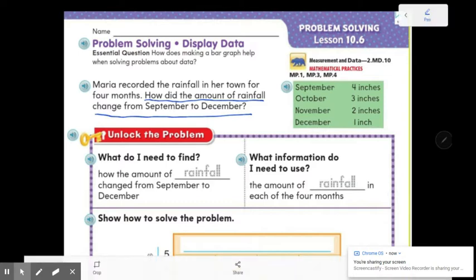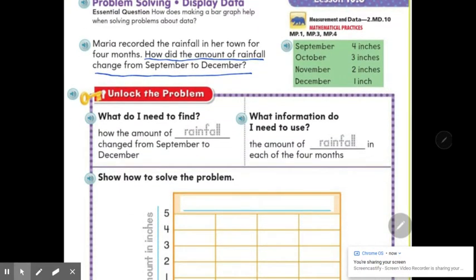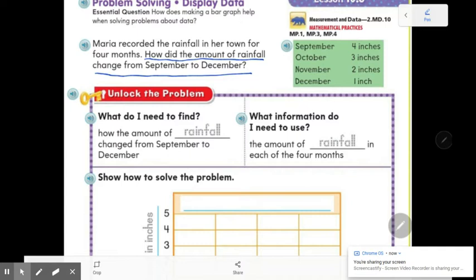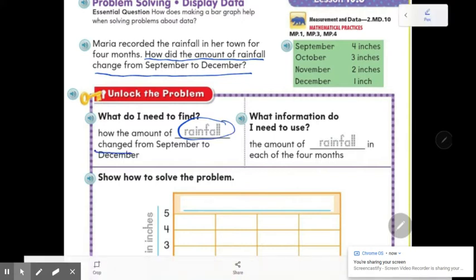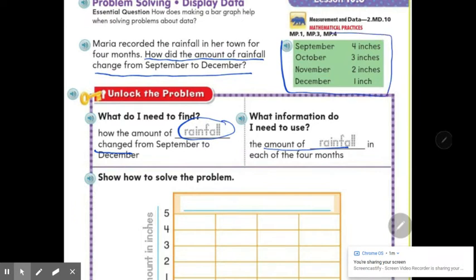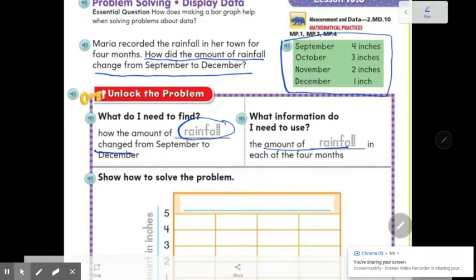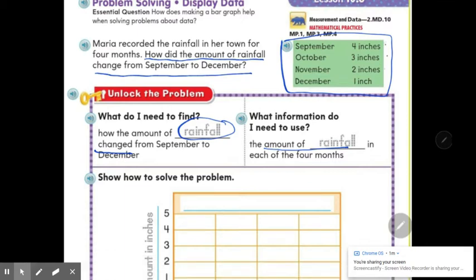However, before we can answer that question, we're going to have to follow a process. So first of all, we need to know what we need to find out, which is how the amount of rainfall changed. That's the question. Now, what information are we going to use? We're going to use the amount of rainfall in each month. So the information is right here. She recorded that information, so we know how much rainfall in September, in October, in November, and in December.